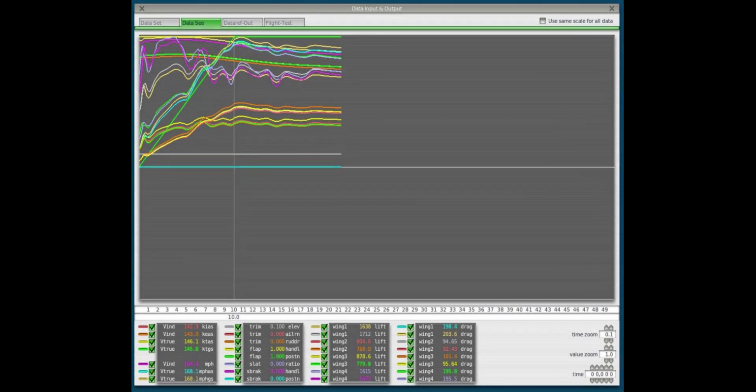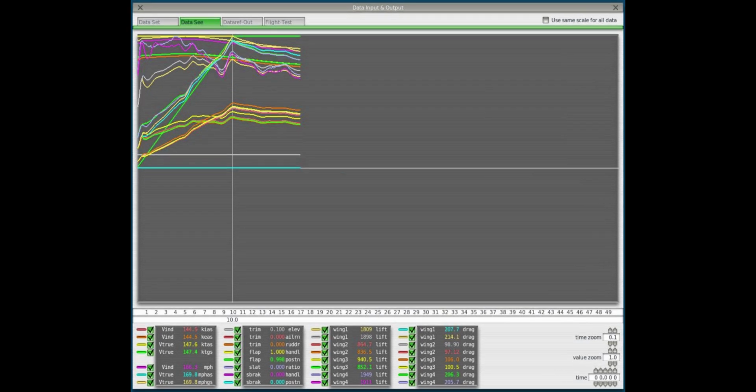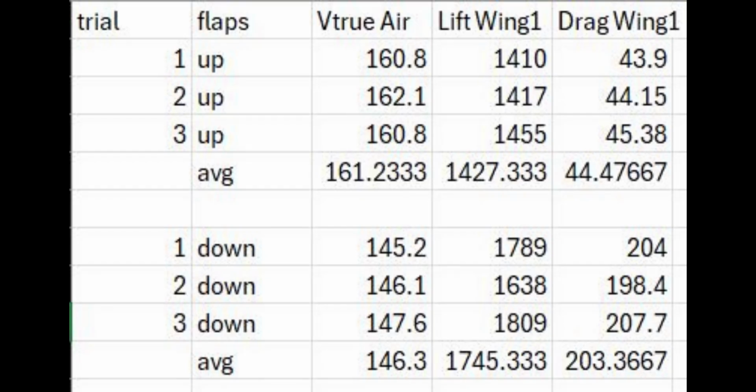In this lesson, I measure the different drags and lift when flaps were up and down across 3 flights, each with flaps up and down. When flaps were up and not engaged, the average airspeed was 161 knots, lift was 1,427 newtons, and drag was 44.5 newtons. When the flaps were engaged, the airspeed changed to 146 knots, lift was 1,745 newtons, and drag was 263 newtons.